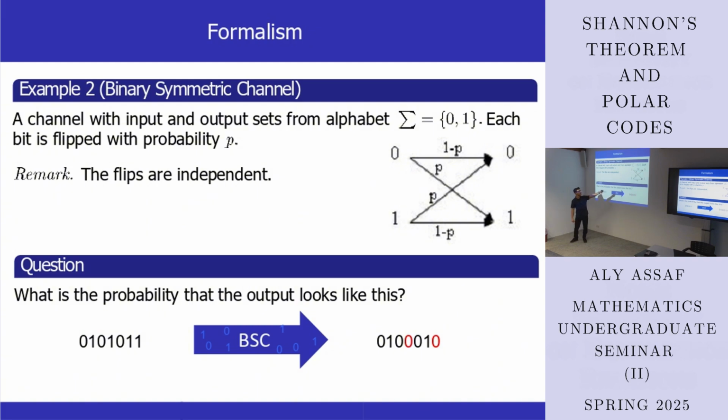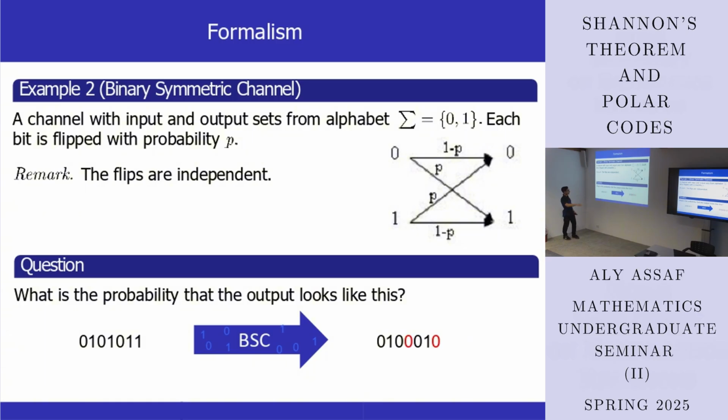If we have an input 0, there's a probability P that it flips and goes to 1, which is an error. Same with the 1. So essentially, each symbol has a probability P of flipping. That's it. Now I have a quick question for you all to test your knowledge.